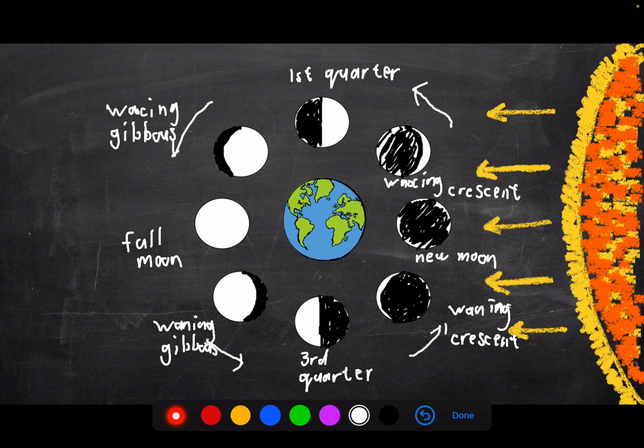Let's number them. So 1, 2. So 1 new moon, 2 waxing crescent, 3 first quarter, 4 waxing gibbous, 5 full moon. Am I counting correctly? Yes. 6 waning gibbous, 7 third quarter, and 8 waning crescent. All right, and there's our moon phases.